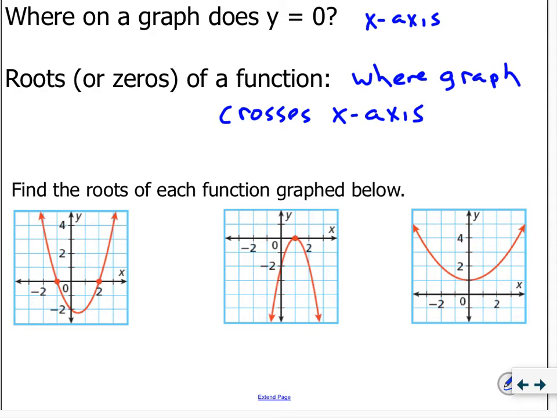So if we want to find the roots of the graph, check it out over here on this graph to the left. It looks like I have an x value of negative 1, and I have an x value of positive 2. Those are my roots, negative 1 and positive 2. Take a look at the middle one. It looks like it's x equals 1.